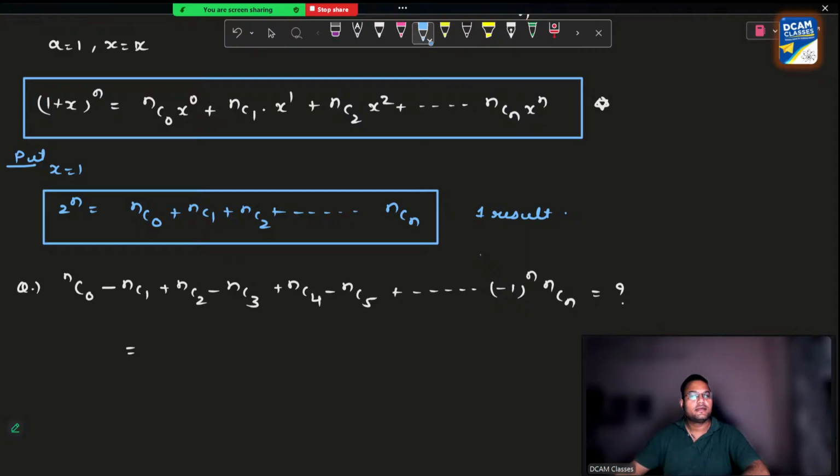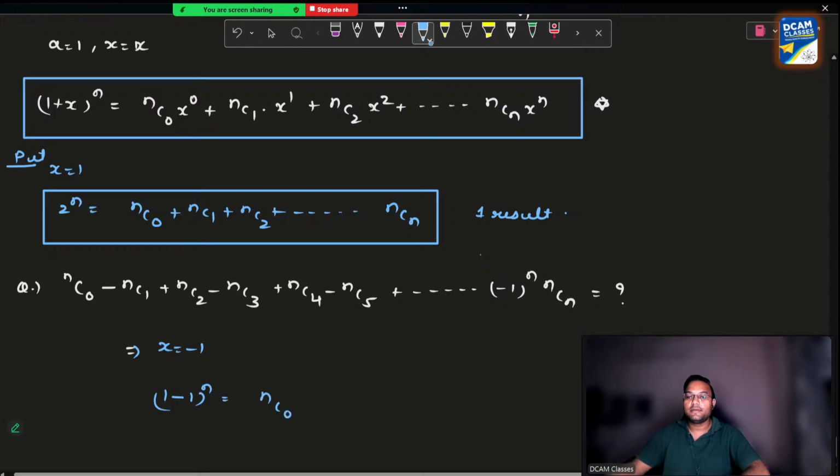Why? When you have put x equal to minus 1, it will be (1 minus 1) whole power n, na? 1 minus 1 will be 0. Let me show you. This is nC0. Minus 1 whole power 0 is 1 only. Anything to power 0 is 1 only.